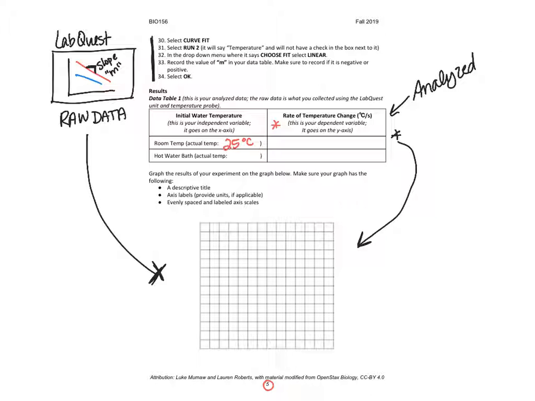For the hot water bath, let's just say it was around 50. Now your numbers are going to be different because you have actual data that you measured, but it should be somewhere around those numbers.